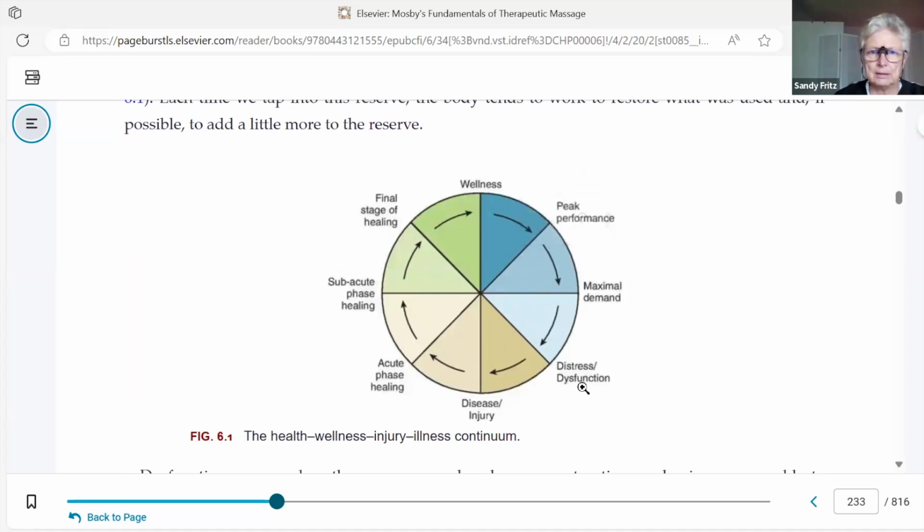So here's that wellness continuum, and I mentioned that earlier: we can't have peak performance if we don't start from the wellness area. And then as we move towards peak performance or maximal demand, we can't recover, we can't restore. And then we get the breakdown, and hopefully we'll have enough time and support to be able to go through the acute phase of healing, the subacute, and the final stages.